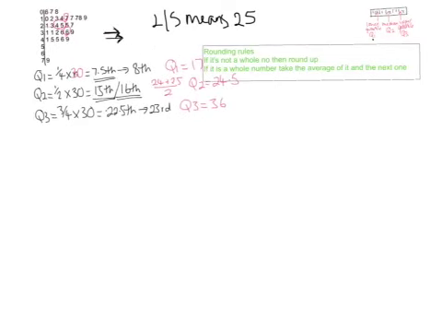Okay, let's move on, and we're going to find the interquartile range. I reckon you probably remember how to do this from GCSE. It's Q3 minus Q1, or upper quartile minus lower quartile. And in my case, it's 36 minus 17.